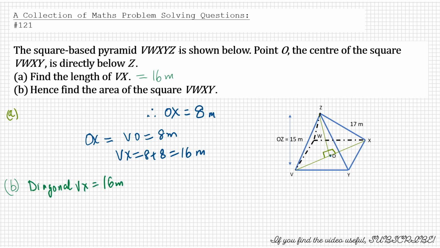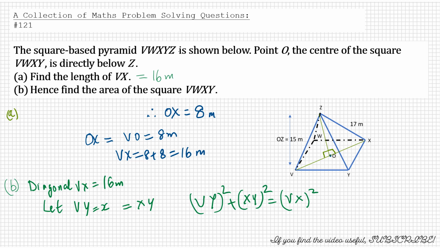So going on to part B, you have to find the area of the square. Now we know that VX is the diagonal, and we assume that one of the sides of the square, VY, is x. So that would also be the same as XY. They are both x. So again, VY square plus XY square equals VX square. Once more, we are applying Pythagoras' theorem.